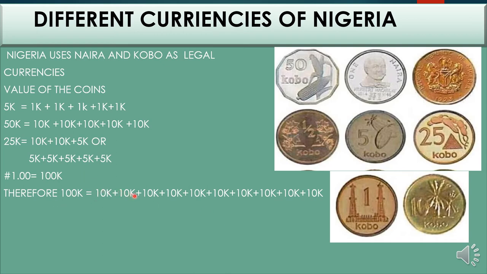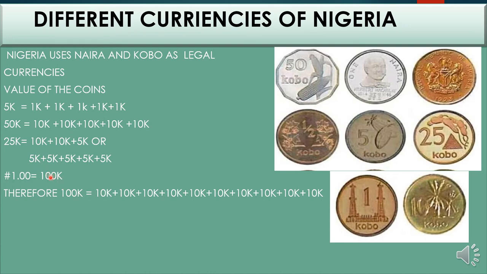10 plus 10 here is what? 20. 20 plus 10, 30. 30 plus 10, 40. 40 plus 10, 50. 50 plus 10, 60. 60 plus 10, 70. 70 plus 10, 80. 80 plus 10, 90. 90 plus 10, we can have what? 100, which is 100 kobo.